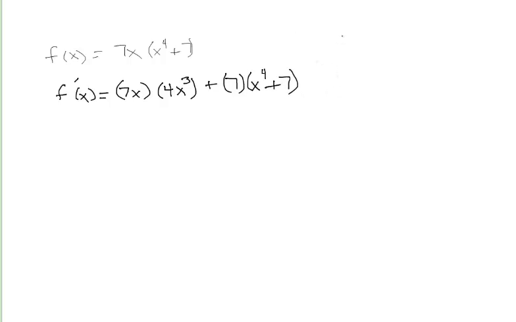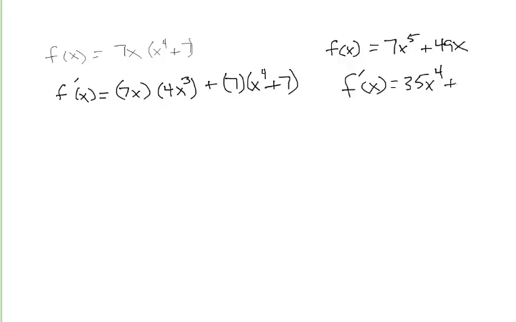Now remember, alternatively, we could rewrite f of x. We could multiply the 7x through, and we could end up with 7x to the fifth plus 49x. And now we can use the power rule. So f prime of x is equal to 35x to the fourth plus 49. And so you can see that if you only have a single term out in front of a product, you can multiply it through and use the power rule if you prefer. And if we cleaned up this first one, you can see that these two answers are equal to each other.